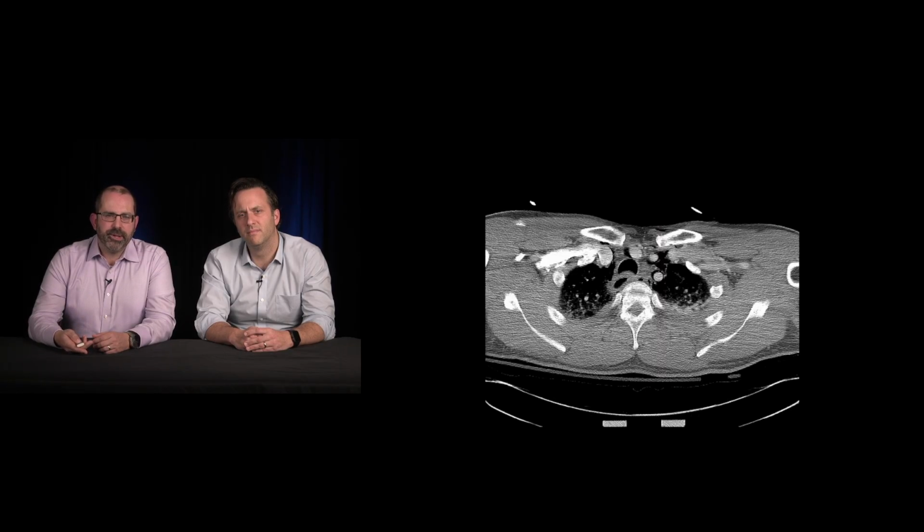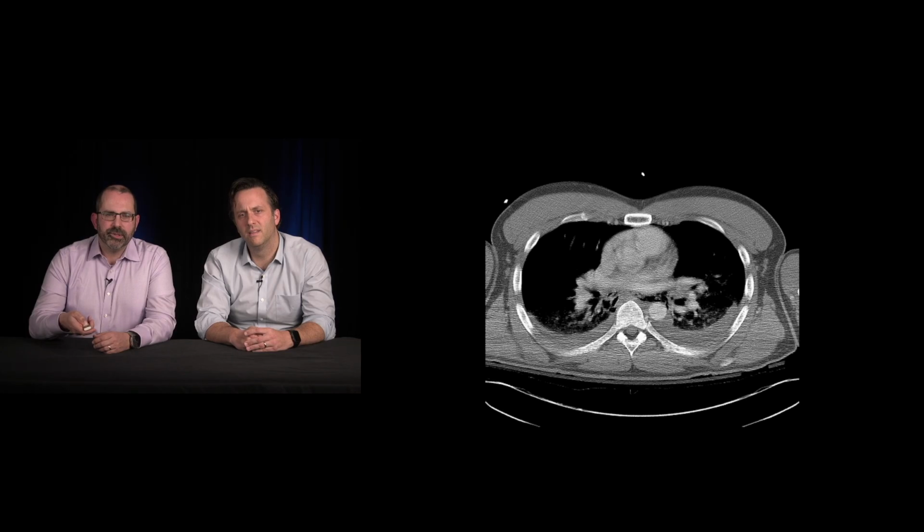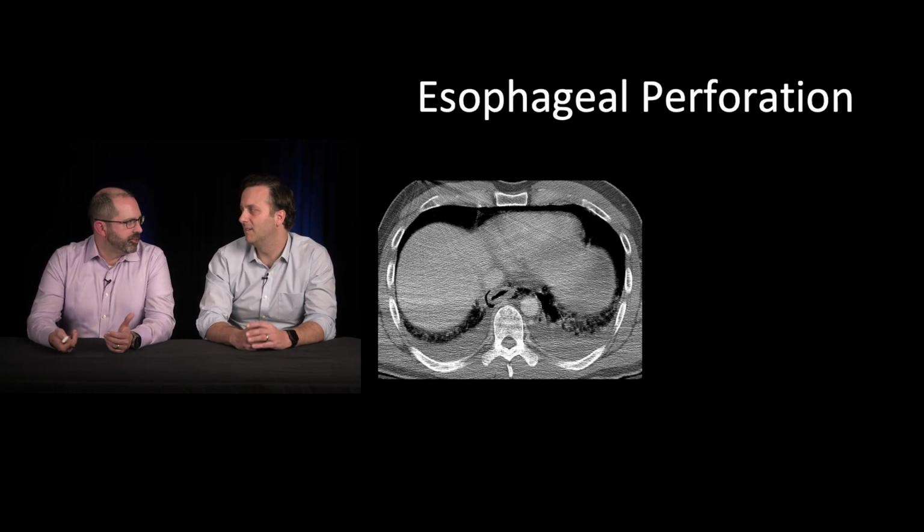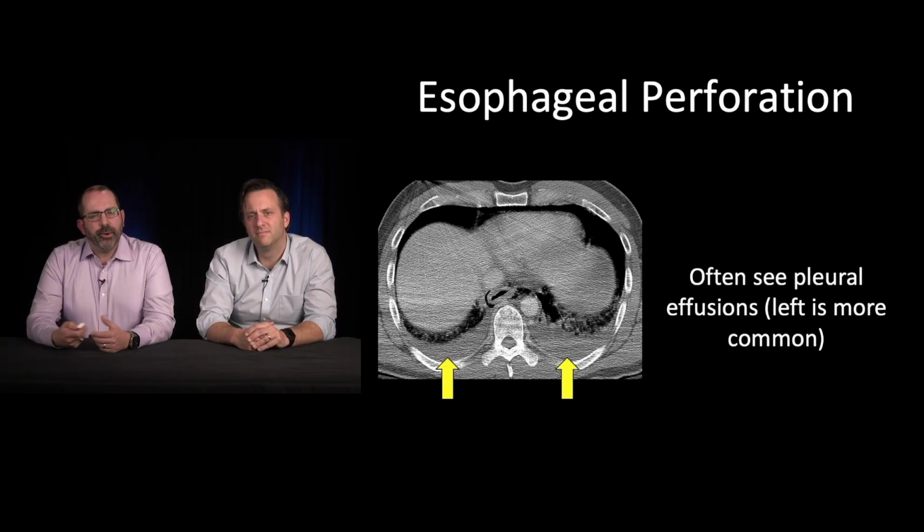And as we come down, even more, this is all mediastinal air in here. And then it really just goes all the way down. And there you can see the esophagus down here is even outlined in air. Big pleural effusions bilaterally, which tends to happen with this. So this is Boerhaave or esophageal perforation. Very common to see pleural effusions, left more than right.